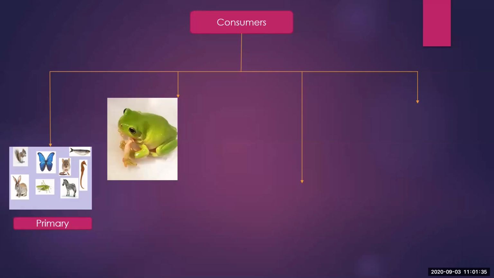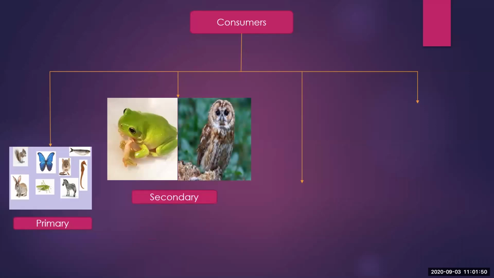Examples of primary consumers are what? Rabbit, zebra, mouse, butterfly. Those who are eating the plants are the examples of primary consumers. Then we will see the next, that is secondary consumer.